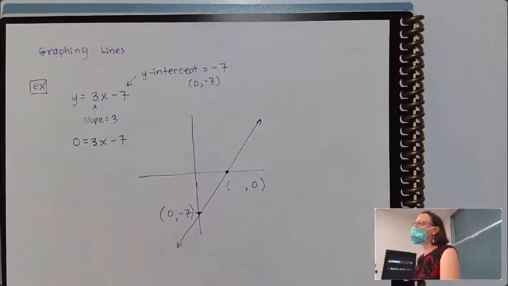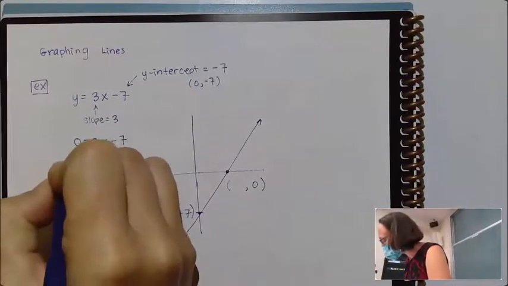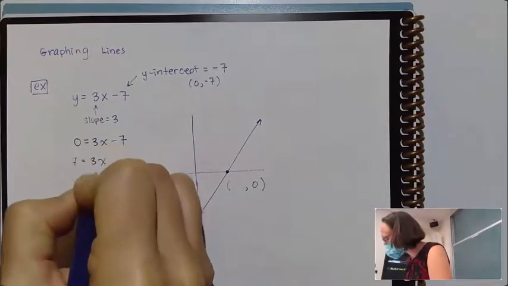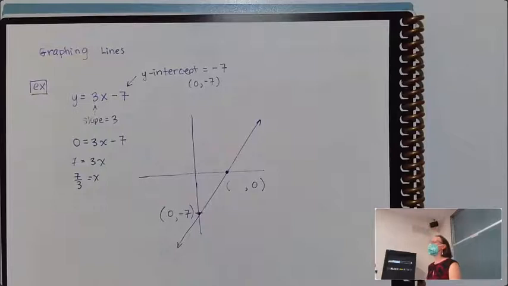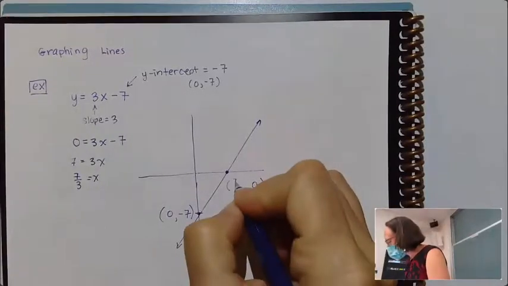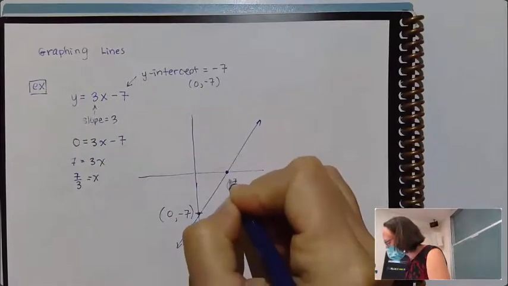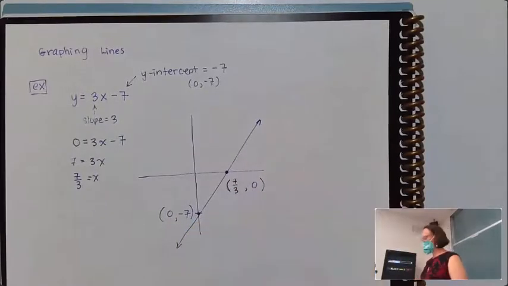I'm going to add 7 and divide by 3. So 7 is equal to 3x and x is equal to 7/3. Totally fine to just walk away and leave that as 7/3. In fact, that's my preference, that you walk away and leave that as 7/3.